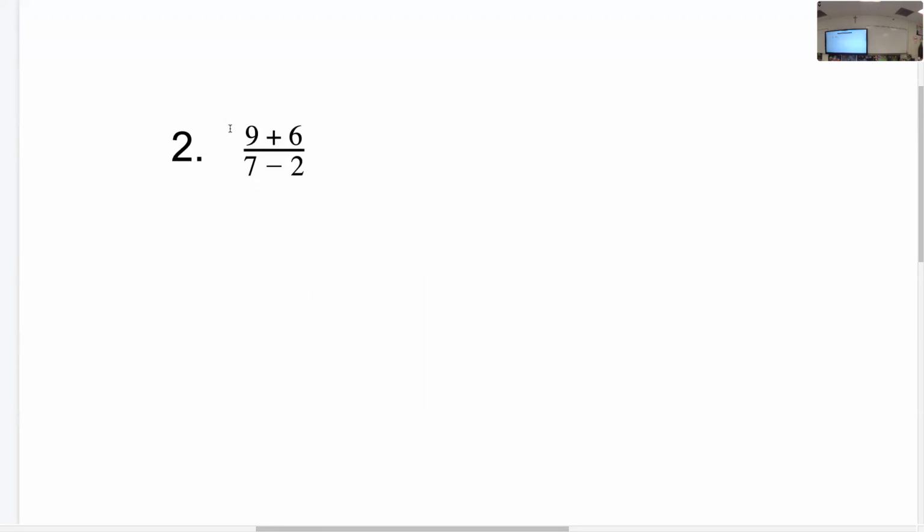Now, we talked about this for a second. Every time I do one of these, okay, this numerator, it's not written, okay? It is in parentheses. So there is an unspoken parentheses on every numerator and every denominator. So really, when you see this, it's parentheses 9 plus 6 over parentheses 7 minus 2. So you could say that that is a tacit parentheses.